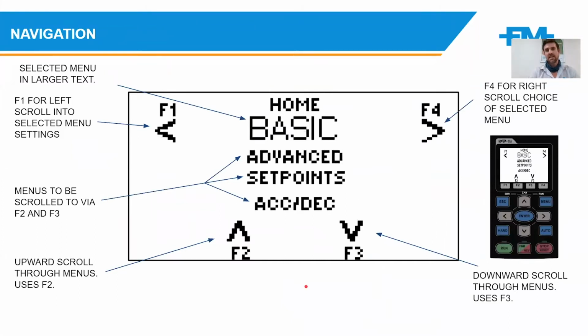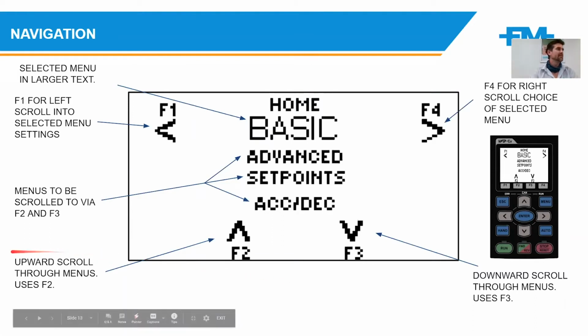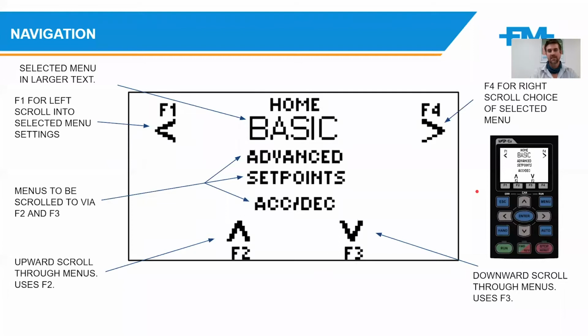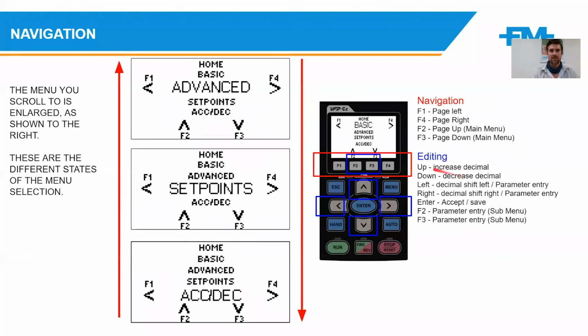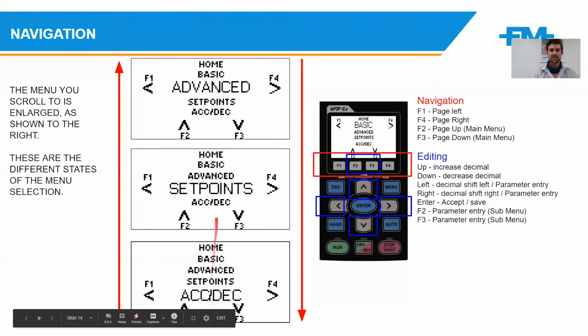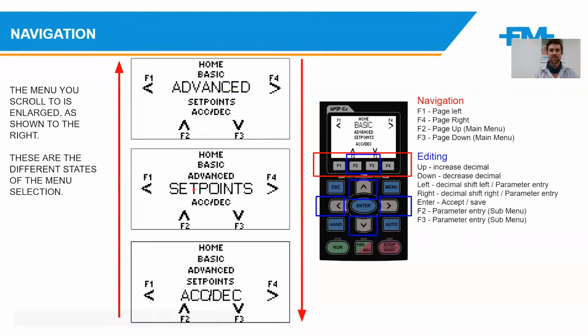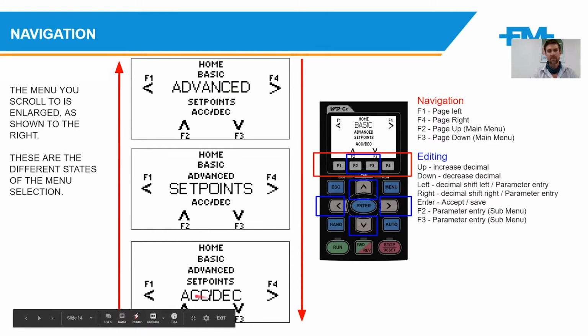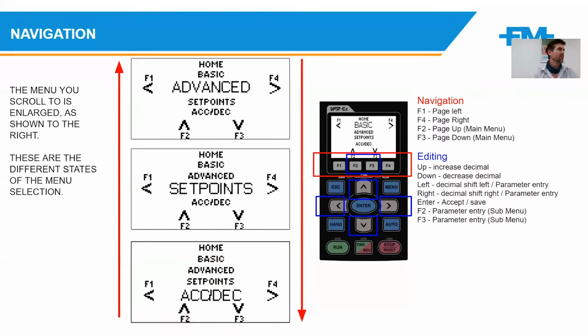We're using obviously the keypad to navigate through the system menu, and we've developed it in such a manner to make it quite easy to operate. Instead of your parameter book, you've got your control buttons, your function buttons that you can use to navigate up and down through the menus. So you'll note as you go from basic to advanced, or advanced to set points, or set points to accel, decel, the selected menu, the font would be larger than the one beforehand.